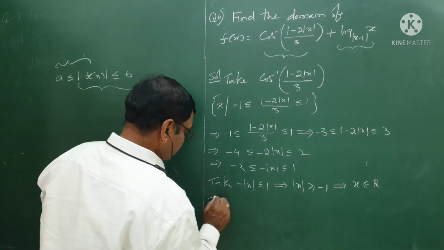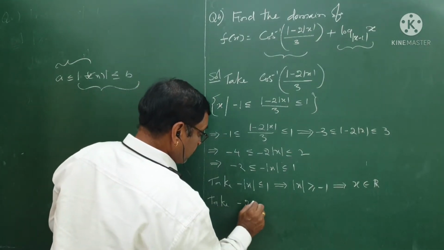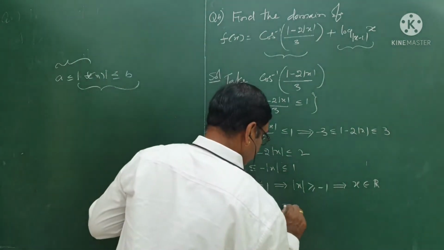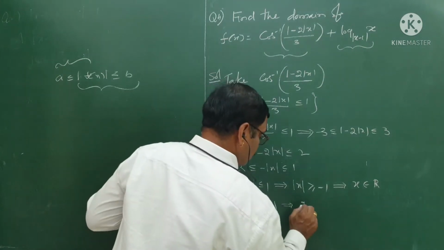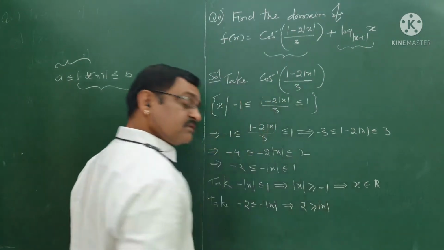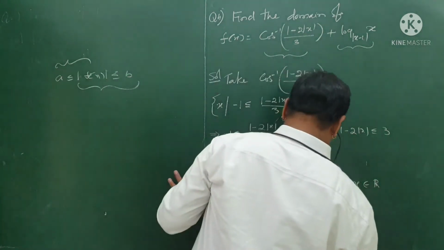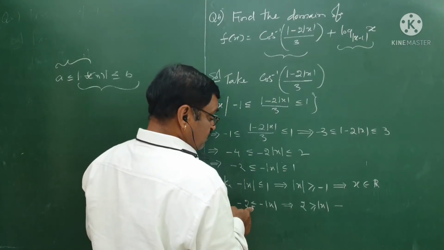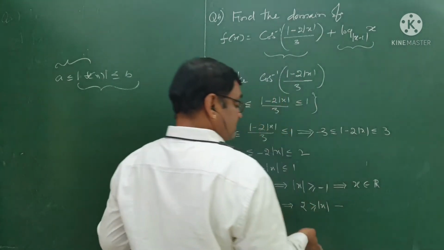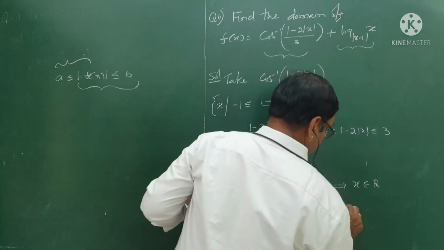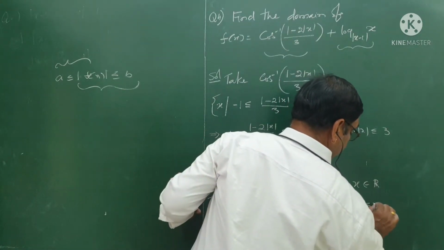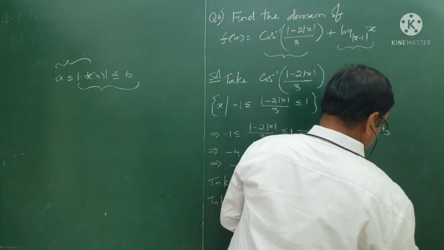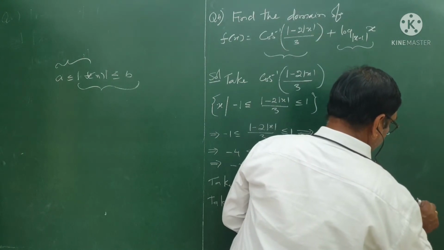Next, come to the next one. Minus 2 less than or equal to minus mod x. This implies 2 is greater than or equal to mod x, because when you multiply both sides by a negative sign, less than or equal to becomes greater than or equal to. 2 greater than or equal to mod x is the same as mod x less than or equal to 2. And you know very well how to remove mod. This implies x belongs to minus 2 to plus 2.